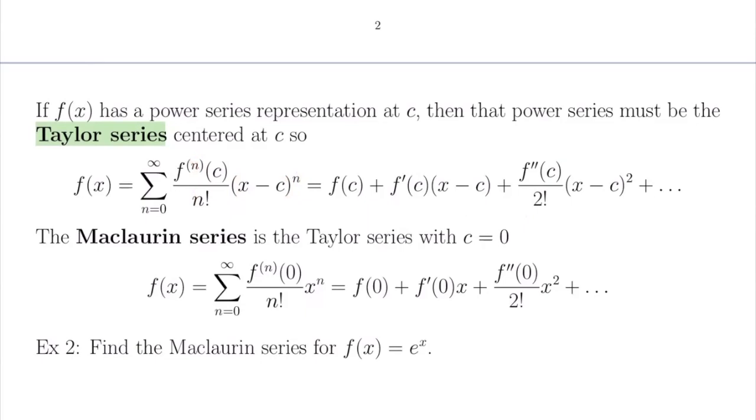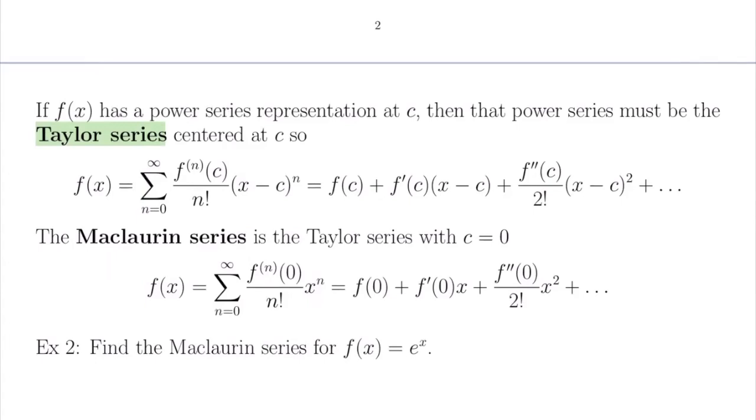So we're assuming that this function is infinitely differentiable, so all of its derivatives exist. And that's what this part is saying. When we're assuming that the function has a power series, then we're really just assuming that it's infinitely differentiable.